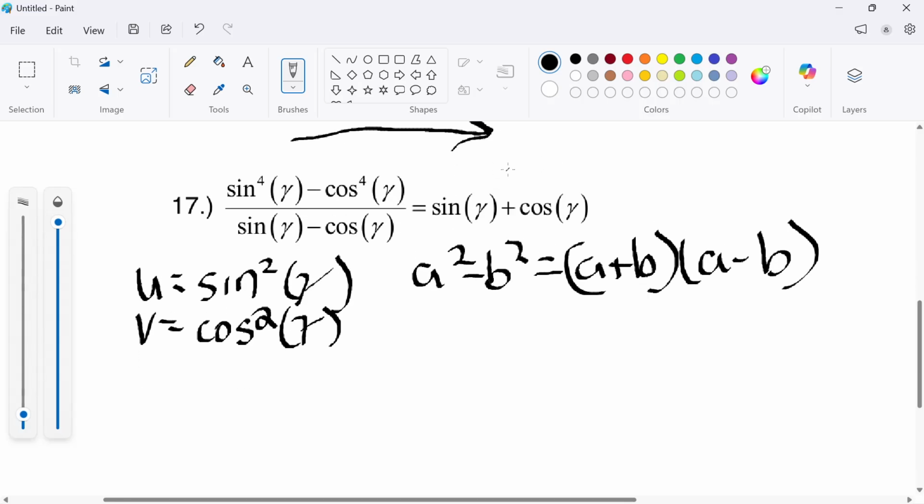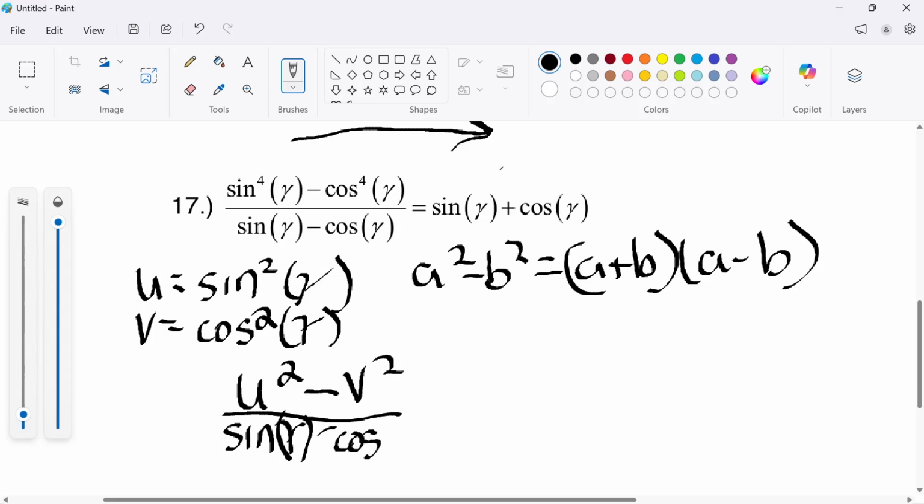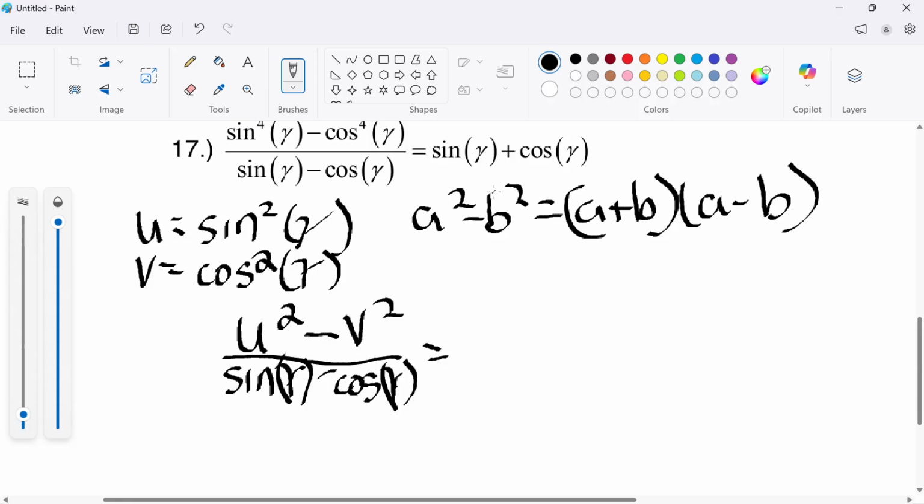So notice, if u is sine squared, then sine to the fourth is u squared. Similarly, if v is cosine squared, then cosine to the fourth is v squared. So we have u squared minus v squared over sine gamma minus cosine gamma. And u squared minus v squared is u plus v times u minus v.